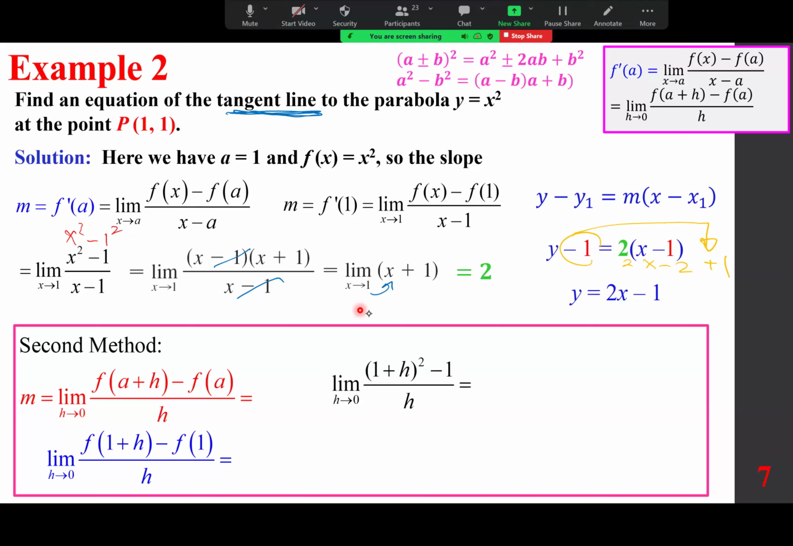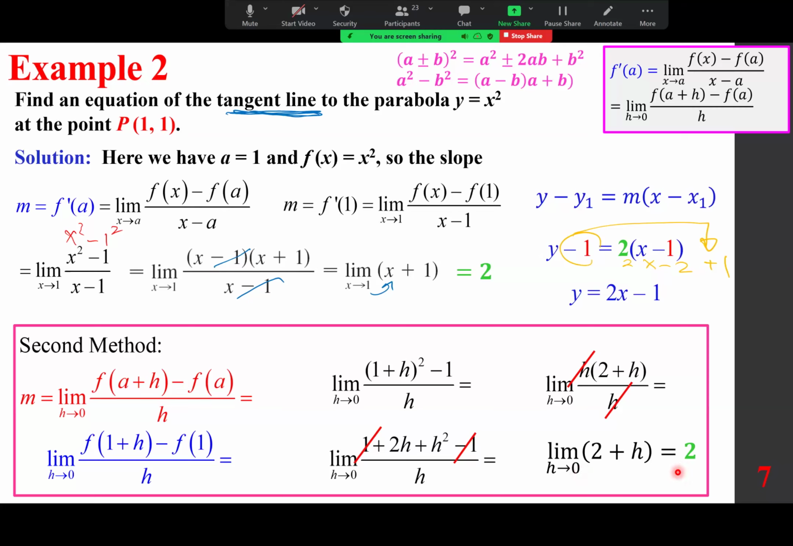And so we have the following: 1 plus h squared. If you plug it into this and follow this method, you get 1 squared, which is 1, 2 times 1 times h, which is 2h, and h squared. Now 1 and negative 1 cancel each other. These two, we factor the h out. H and h cancel each other. Now limit of 2 plus h as h approaches 0. Again, you must have the limit, so plug in 0, otherwise you can't. When we plug in 0, we get 2, which is the same number we found here. So we can easily see the answer.